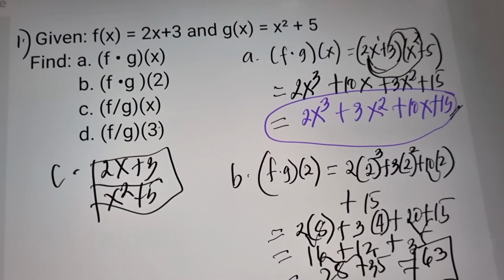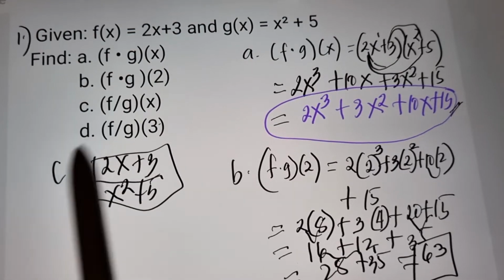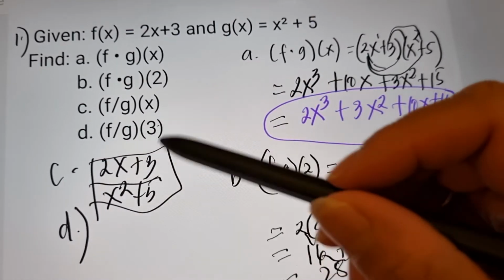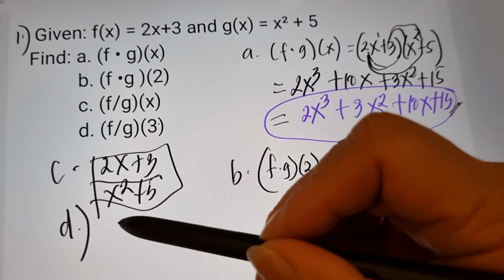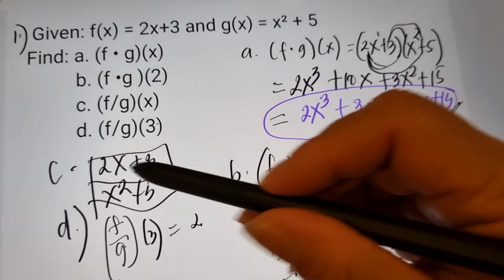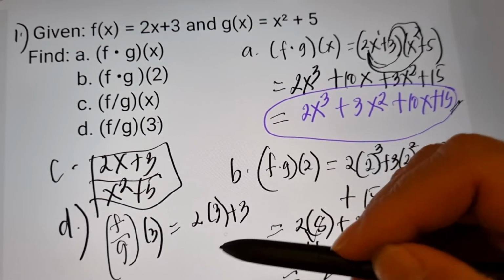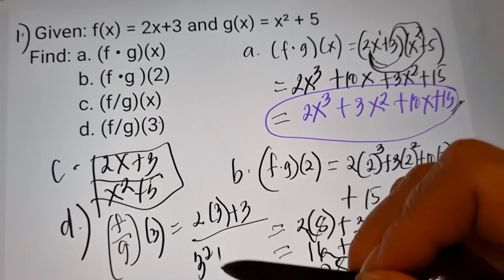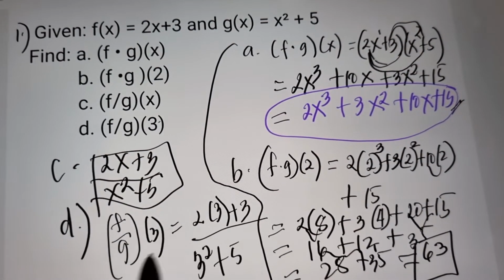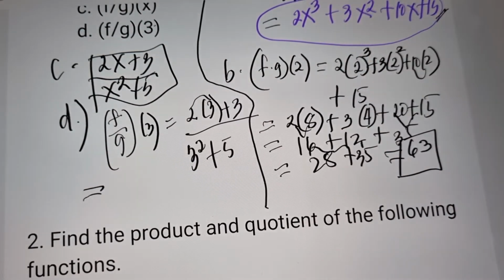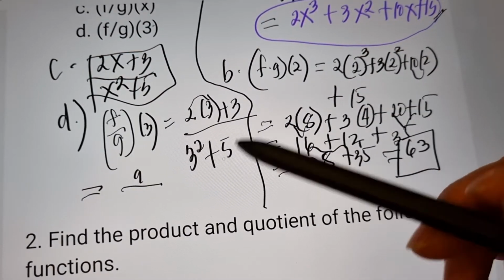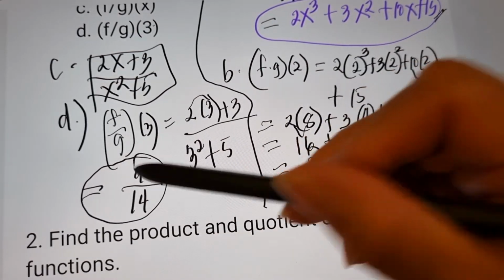Now, what about if we're going to find f divided by g of 3? So from this one, for letter D, we're just going to substitute x now by this number 3. So we have now f over g of 3 is simply equal to 2 times x, which is 3, plus 3, over 3 squared plus 5. Okay? Now, so 2 times 3, that is 6. 6 plus 3, that is 9. And then this is 3 squared, 9, plus 5, 14. So 9 over 14, that's the final answer.